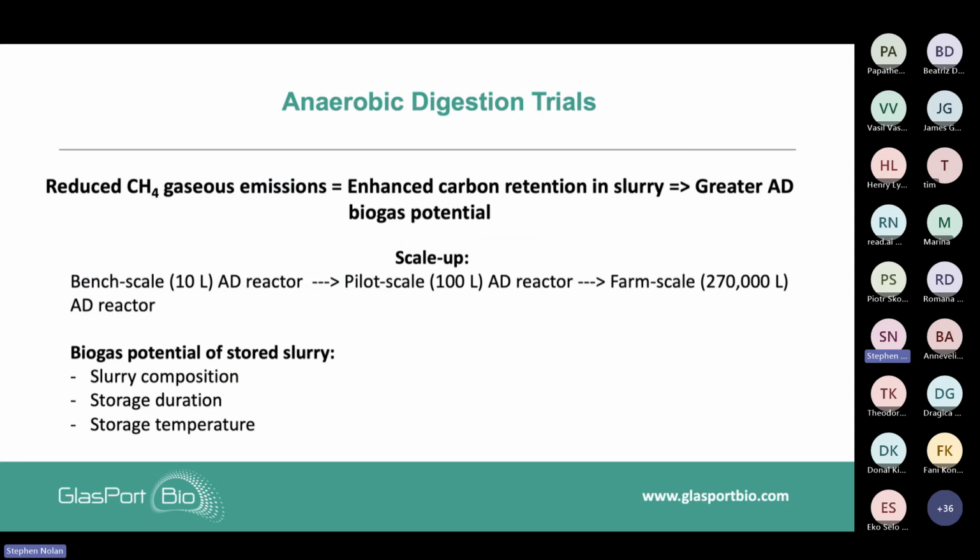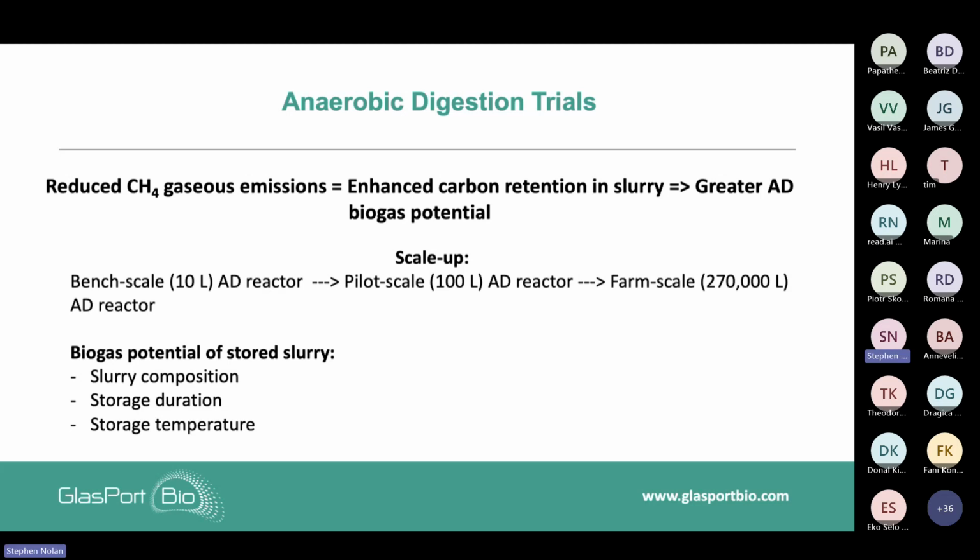So like I said at the start, the overall concept is to reduce greenhouse gas and particularly methane emissions during storage. This leads to enhanced carbon retention in the slurry and then greater biogas potential. We've proven this out in BMPs initially, 500 mils, and then in bench scale reactors, so 10 liter reactors, and scaled that up to 100 liter reactors. And more recently then we applied it to a 270 cube on-farm AD plant in Waterford.